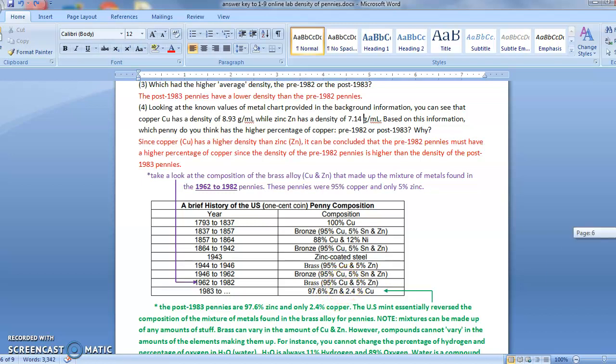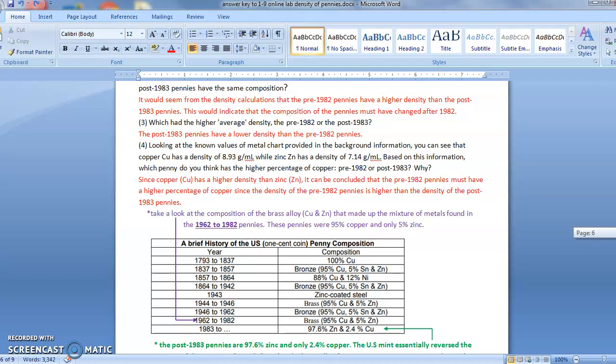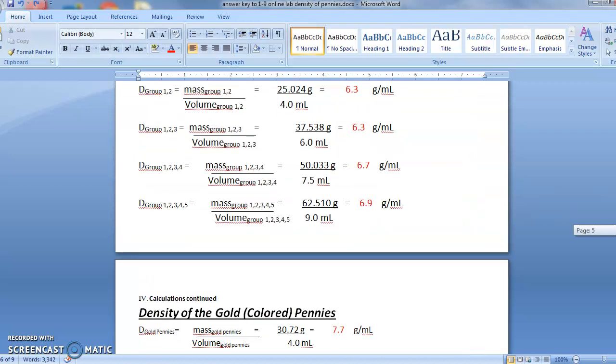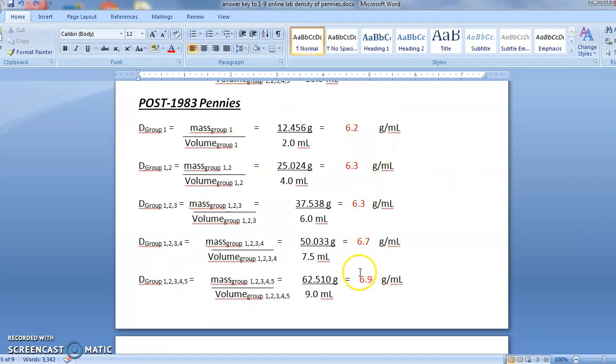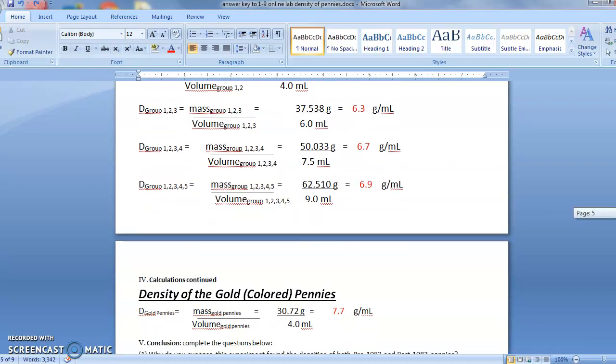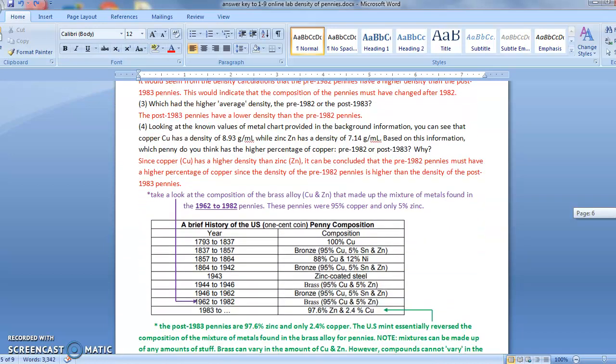Interestingly enough, though, we would have expected the densities of these pennies to be somewhere between 7.1 and 8.9. Notice that the newer pennies that we saw, the post-1983, was 6. It was below 7. Why would that be? Is it because maybe they put a different metal in there? No, the alloy was copper and zinc. It was just due to the difficulty in reading the displacement of the cylinder. We still saw that the post-1983 had a lower density. It was just lower than it should be due to the difficulty of reading these things.